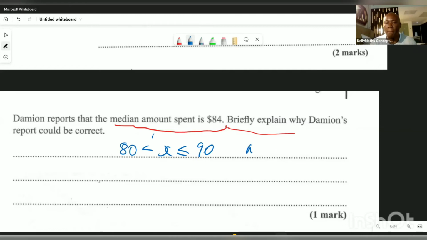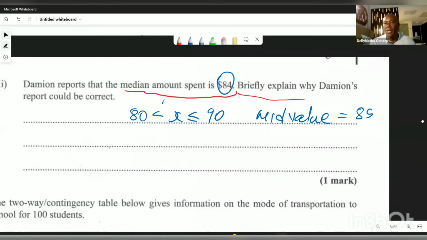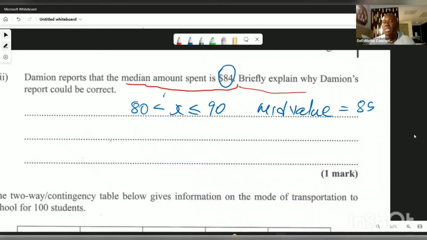And now the mid value is equal to 85. On that instance, you would see that 84 would be a very good report because it is from the median class and the mid value is 85. So definitely you could see then that, yes, Damien could have been correct because his number is from the median class, because the median class moves from greater than 80 and stops at 90.